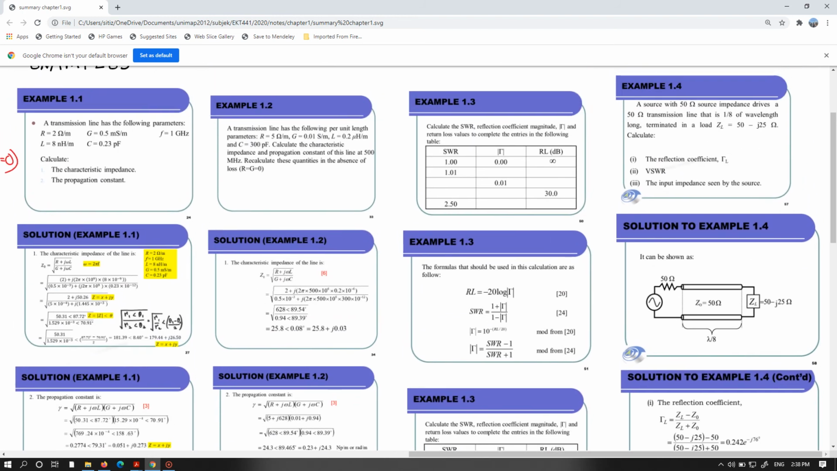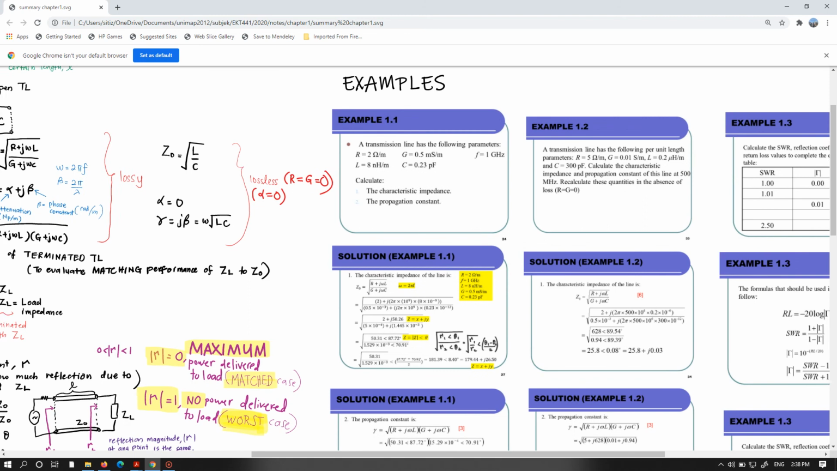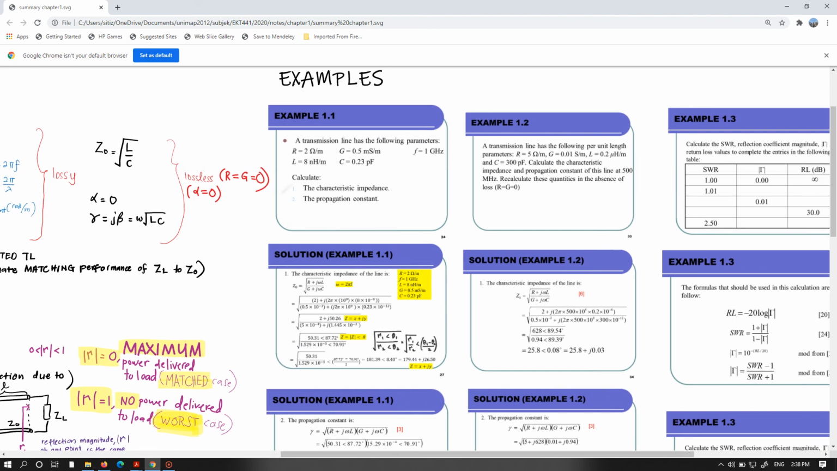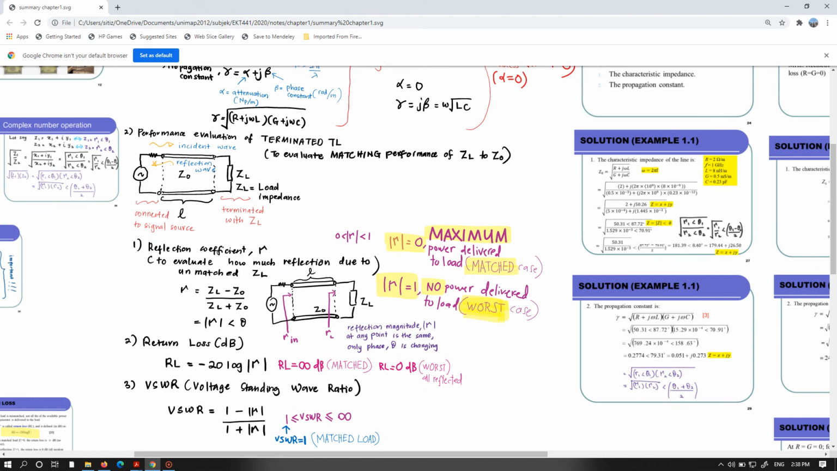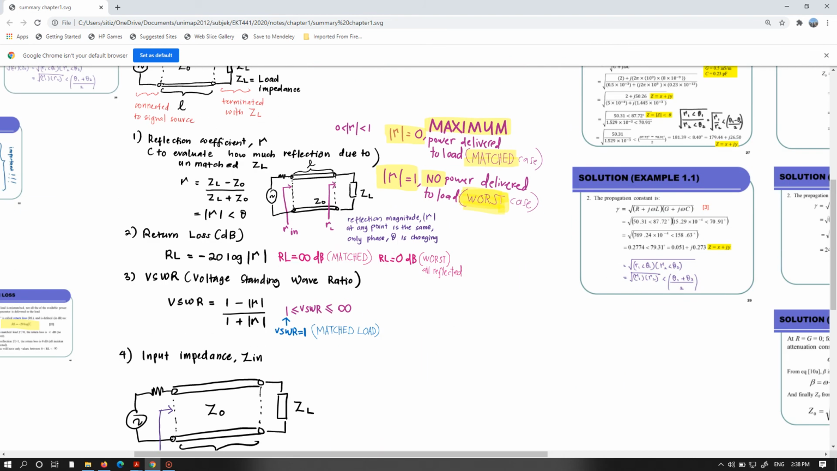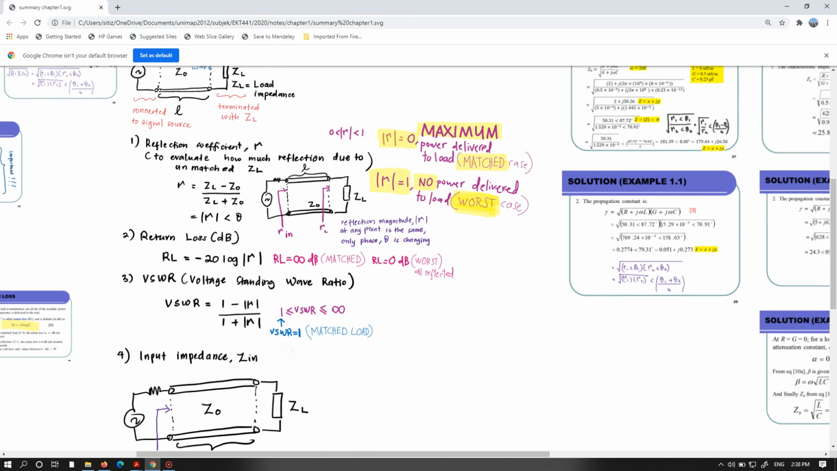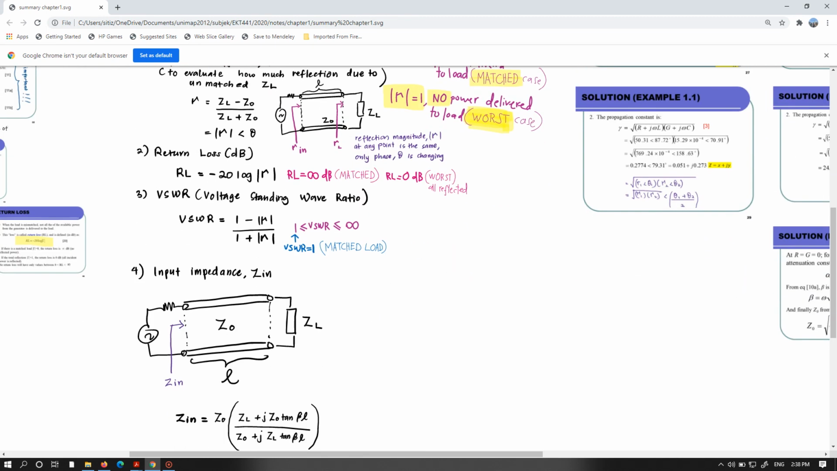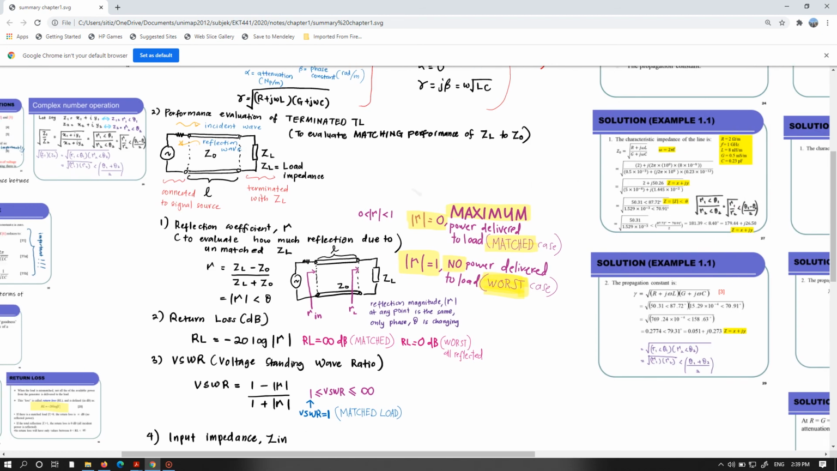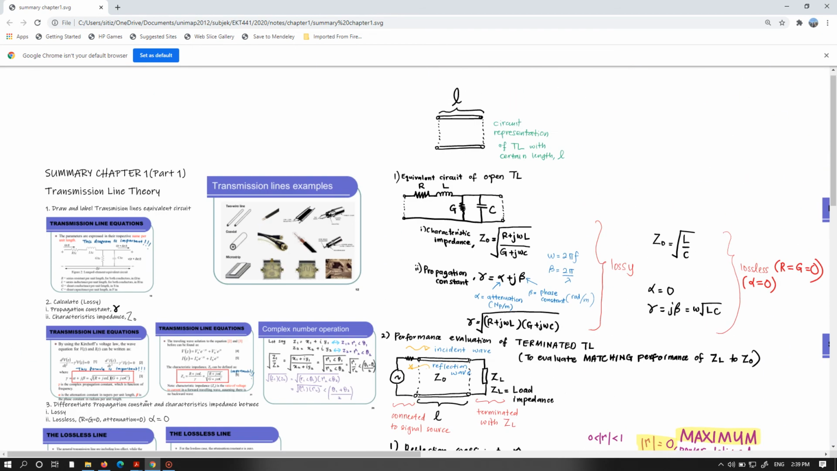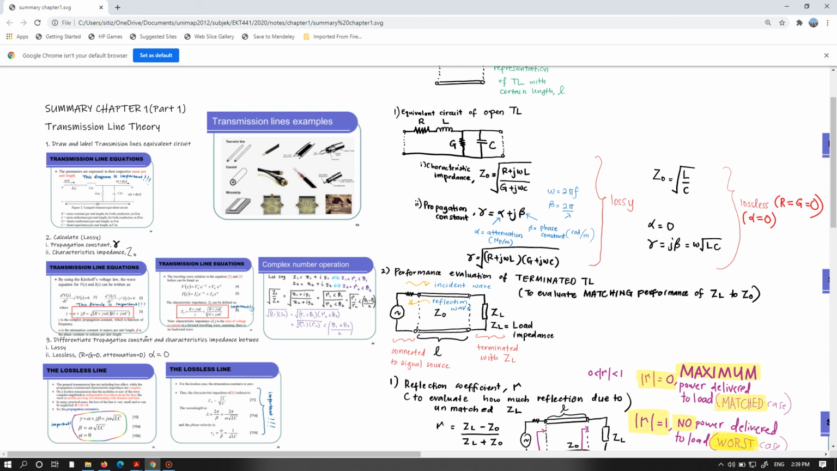Chapter 1 part 1 is all about the formula. You see, all about the formula. Later in part 2, we will see all this reflection coefficient, return loss, VSWR, and input impedance using the Smith chart. So that's all for chapter 1 part 1. Okay, thank you.